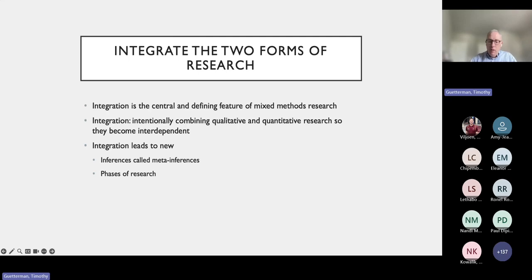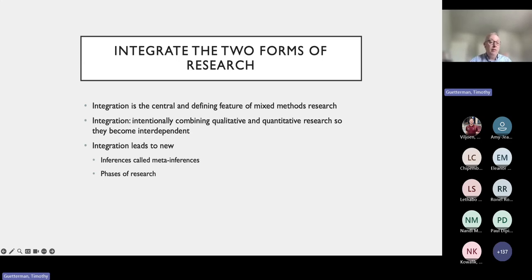So if we have a study that has a qualitative component and a quantitative component, but we're not integrating the two, we're not bringing them together, I would not call that mixed methods research. I would call that multi-method research, honestly. So integration is what's really central to mixed methods. It's this idea that we are intentionally combining qualitative and quantitative research so that they really become interdependent and intertwined with one another. And integration then leads to something new.